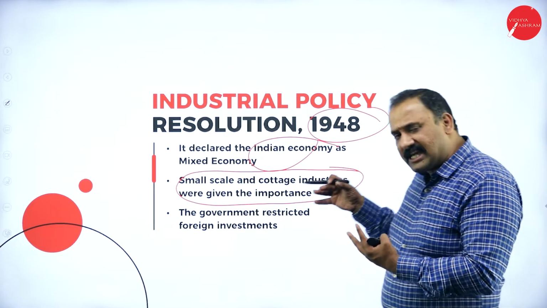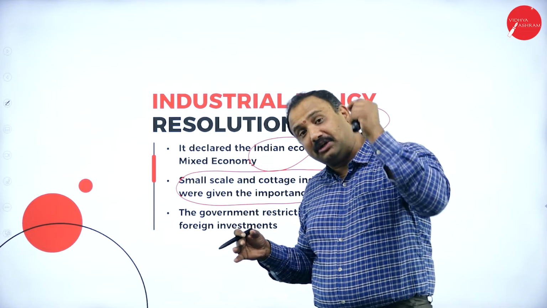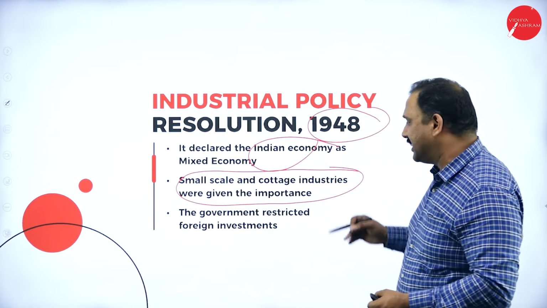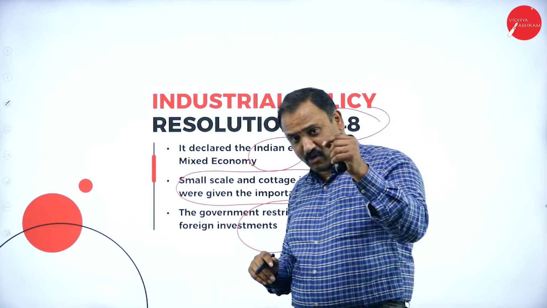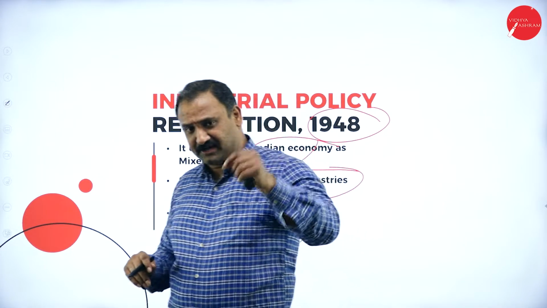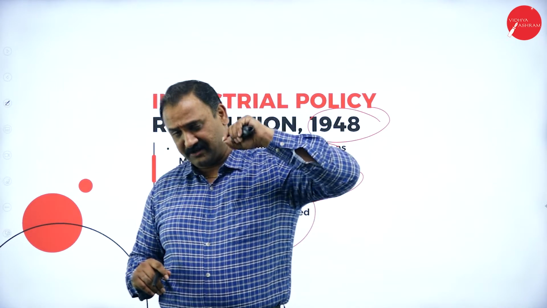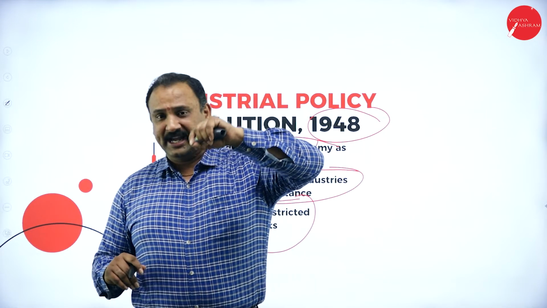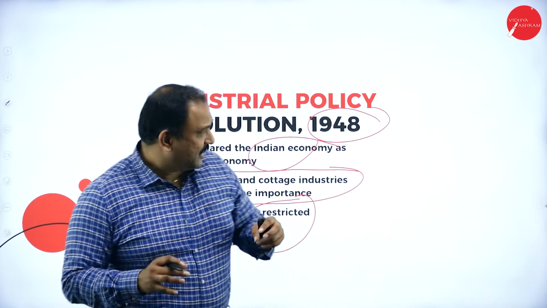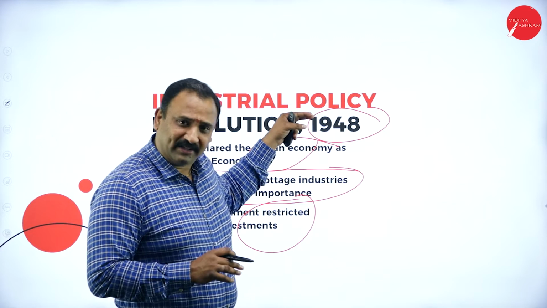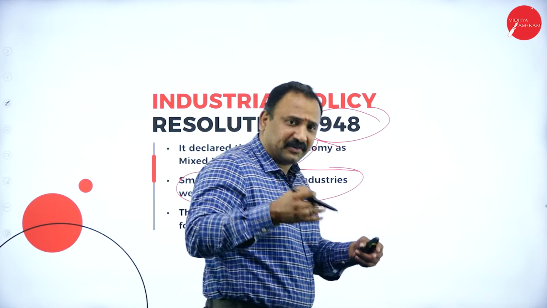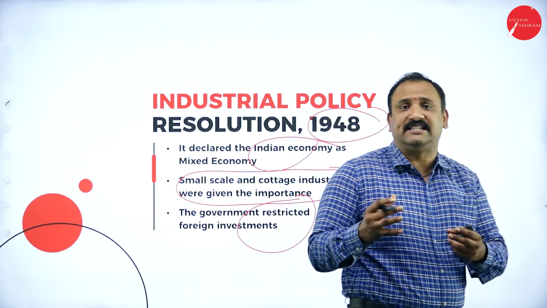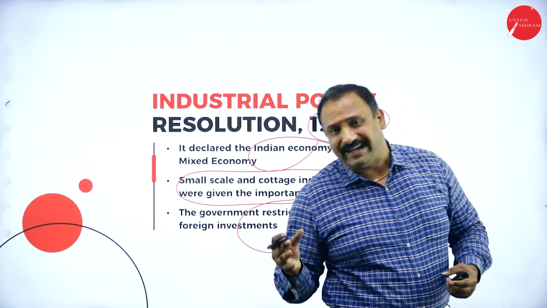So the small scale and the cottage industries were the topmost priority during the year 1948, and the government restricted foreign investments. We were not ready for the outside countries to come in and set up industries. Why? Because just 1 year after independence, we were afraid that again a foreigner comes into our country, occupies the land, and again it starts an independence movement. We were not ready for that.